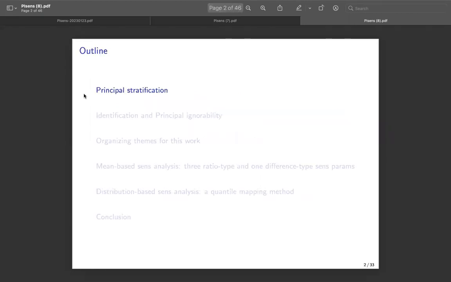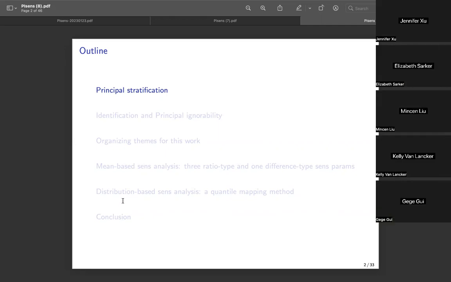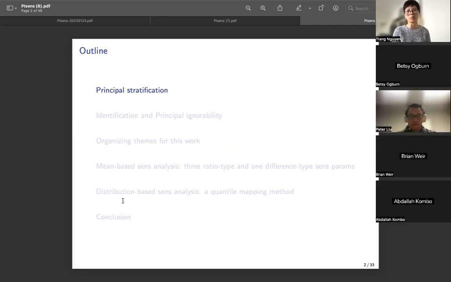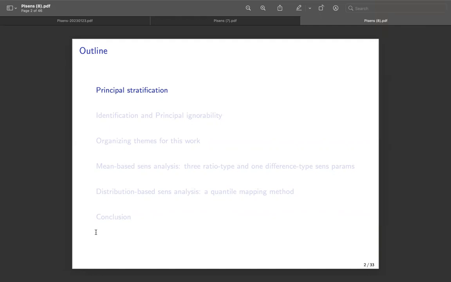So, okay, this is the outline of this talk. I go over principal stratification a little bit, to introduce the setting and the estimates, and then I talk about identification and particularly this assumption, principal ignorability. I quickly introduce a couple of themes that organize this work. And then basically, I will go over the sensitivity analyses that we have developed, including those that fall into two approaches, a mean-based approach and a distribution-based approach. And that will be clear when we get there. And then we'll conclude the talk.